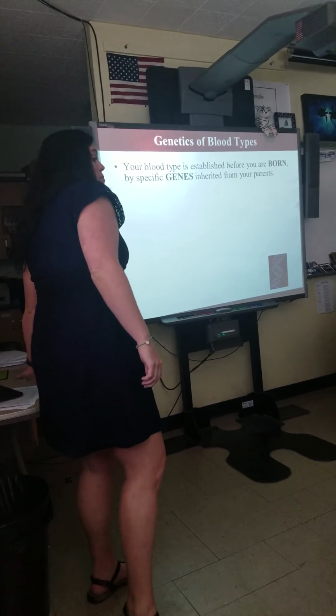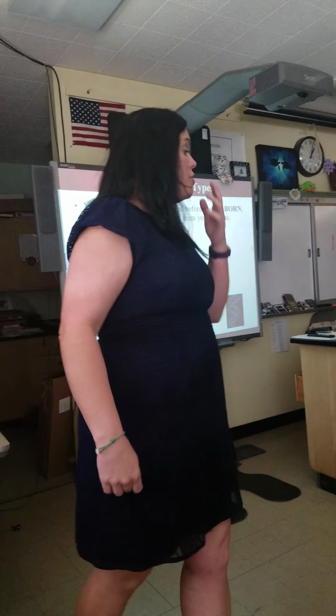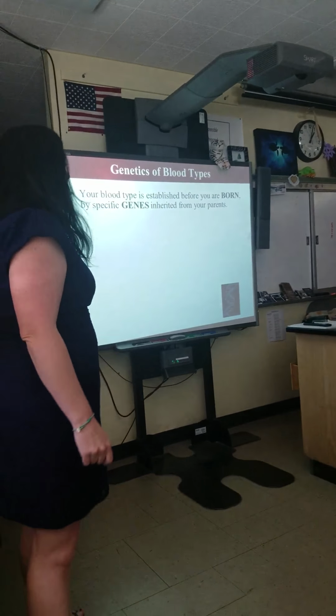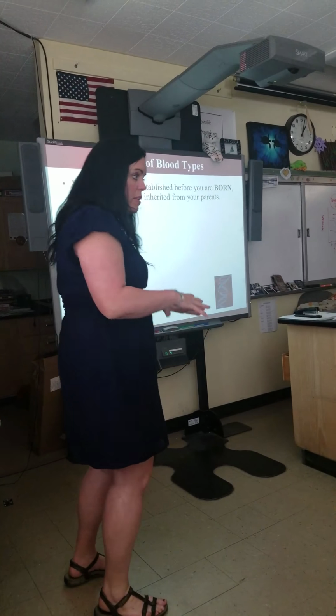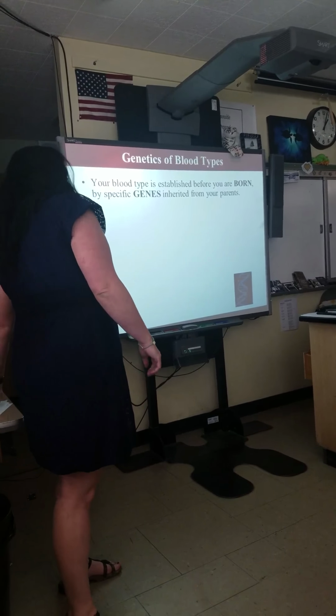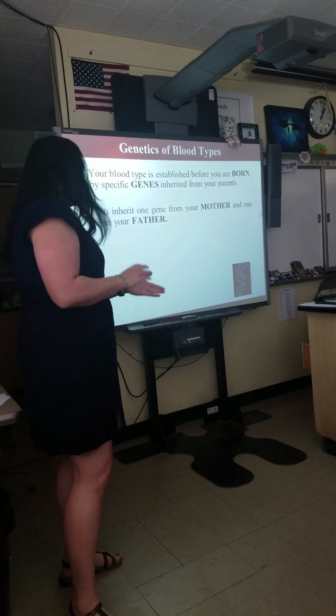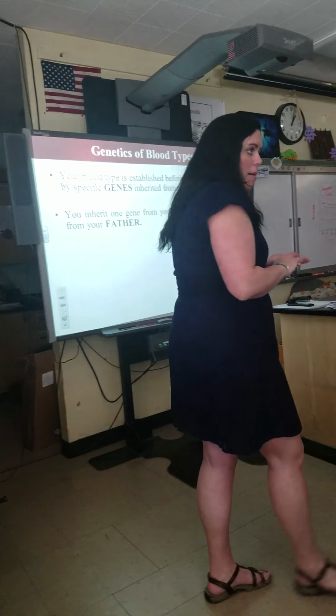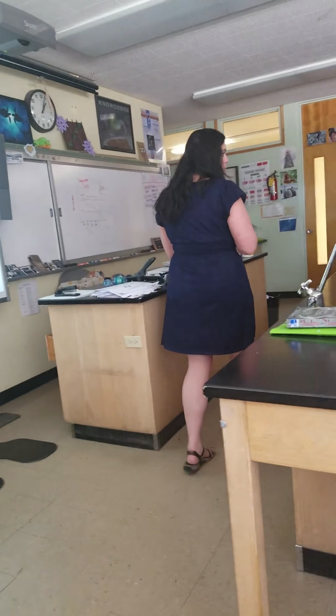So in terms of the genetics of blood types, let's recall from past units that your blood type is established before you're even born, right? It's not something that comes along afterwards. And it's specified by specific genes inherited from your parents. So remember, folks, we inherit one allele from our mom and one allele from our dad, right?